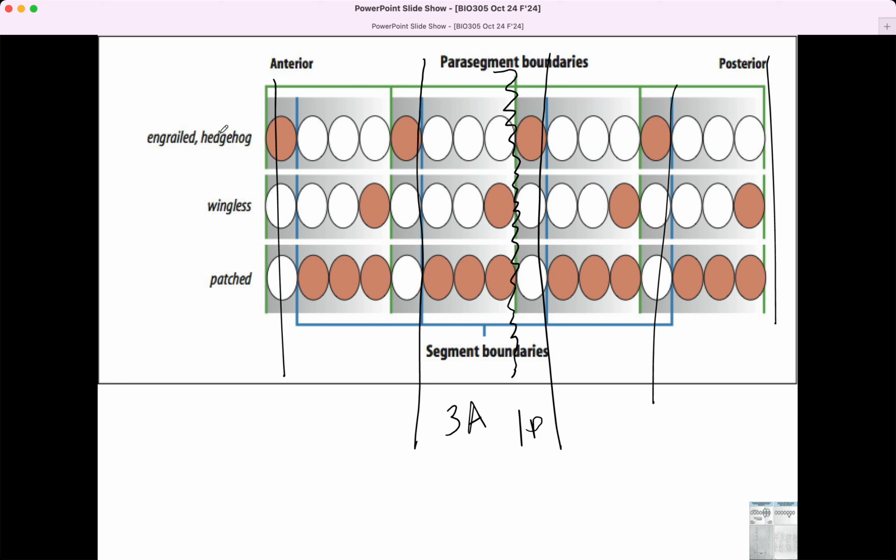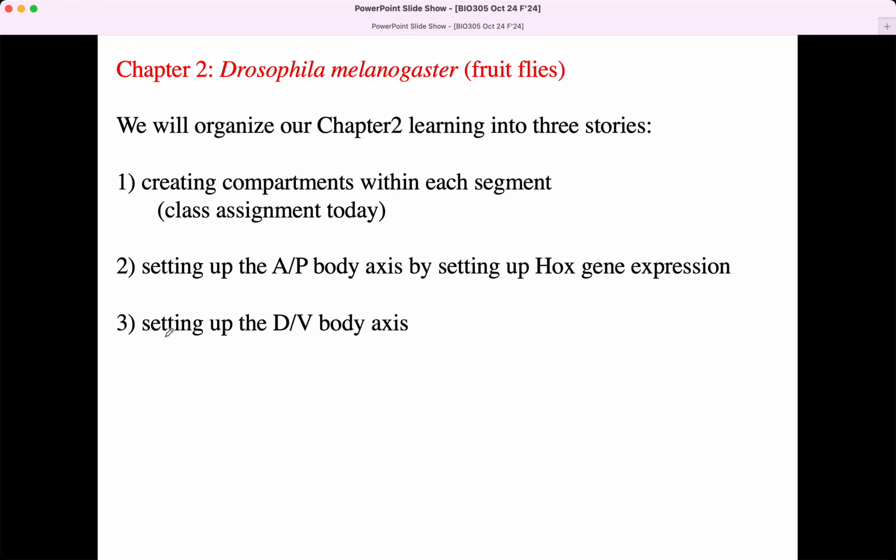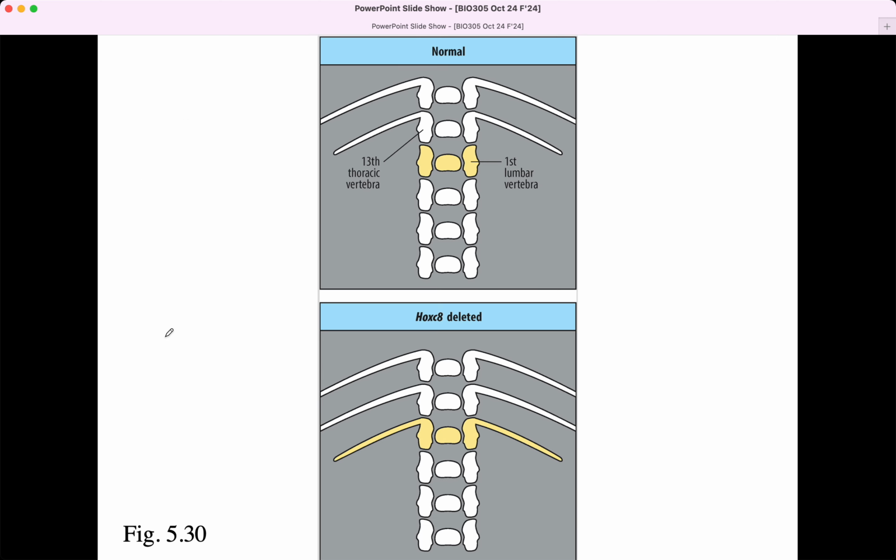And it's just showing you what are some of the genes that are expressed in each segment. It has a typo here, that's fine, but it's showing hedgehog, and hedgehog is expressed in the posterior of each segment, and it's coming to the anterior. So it's showing what we learned in our assignment, just so you can see that. And so that's our first story, and we're done with that story.